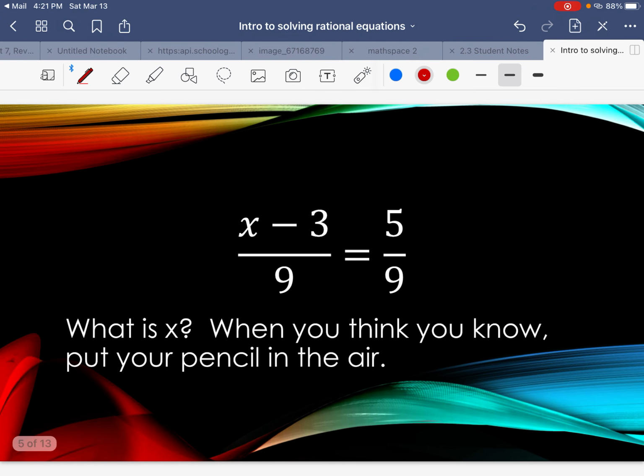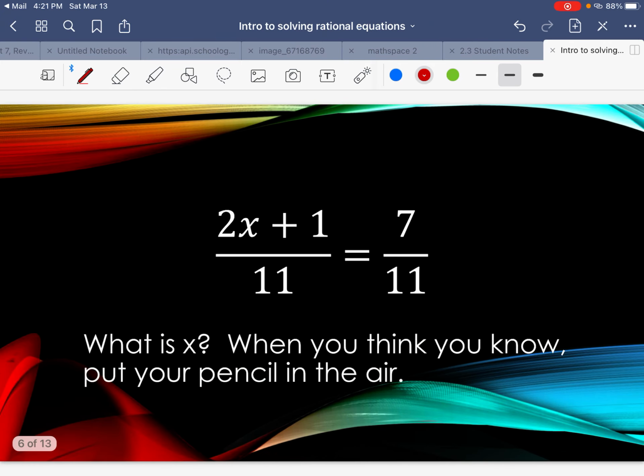Okay, so here, see if you can tell me what x is. All right, so since they already had 9s there, then you'd basically just take x minus 3, set it equal to 5. And so you add and you get 8. All right, and this last one here, same idea. You get 2x plus 1 equals 7 because they already have common denominators. So you take away 1, so you get 2x equals 6. Divide by 2, so you get x equals 3.